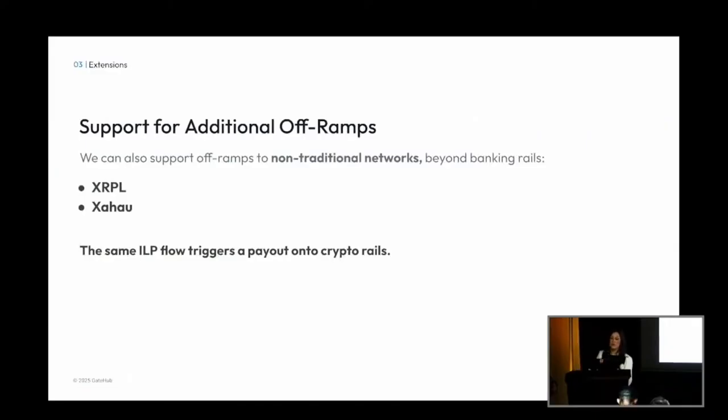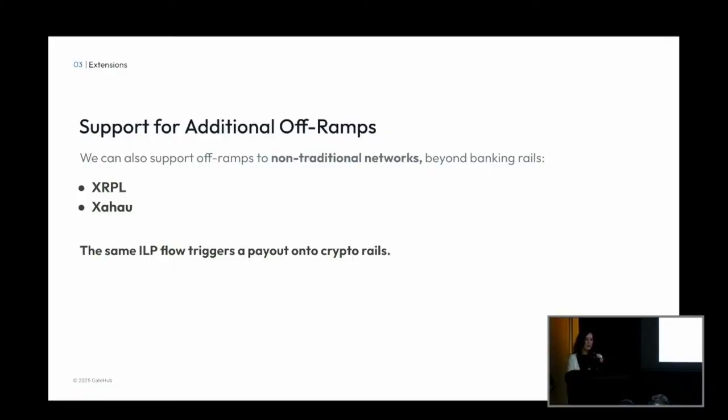How we could support additional off-ramping. As you saw earlier during today's demo, we can also support off-ramping to non-traditional networks, which currently includes Ripple Ledger and Zahao. In this situation, the same ILP flow as we know triggers a direct payout onto crypto rails.